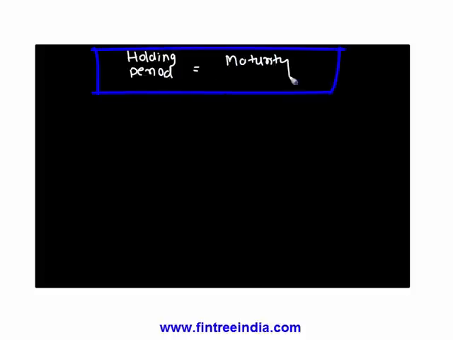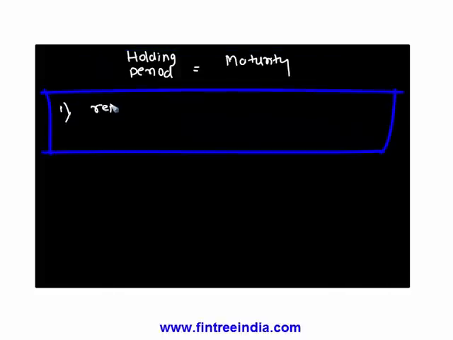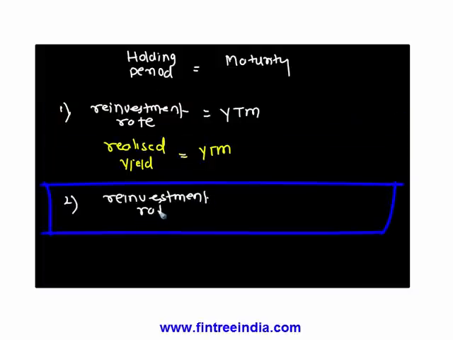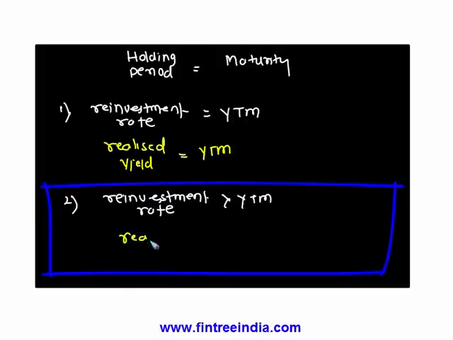So the assumption for this table is that the holding period of the investor is the same as the bond maturity. Which means if the bond is of 10 years, then the investor is going to hold on to the bond for the entire 10 years. First scenario is that reinvestment rate is the same as YTM. If reinvestment rate is the same as YTM, then realized yield is going to be the same as YTM. Correct or incorrect? Correct. Second scenario, reinvestment rate is greater than YTM. In this scenario, realized yield is going to be greater than YTM.